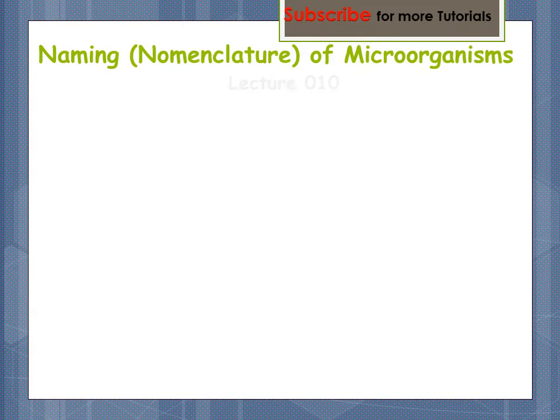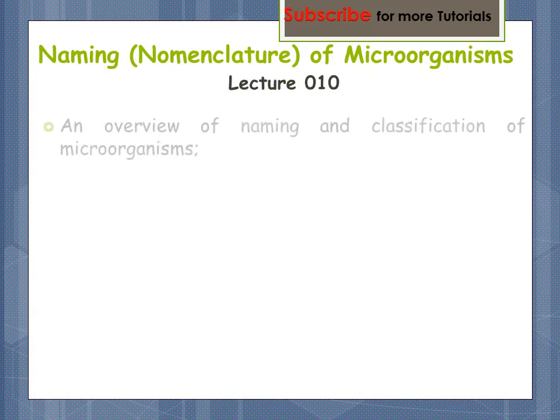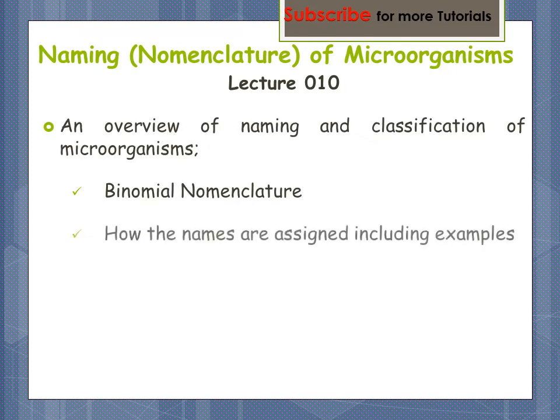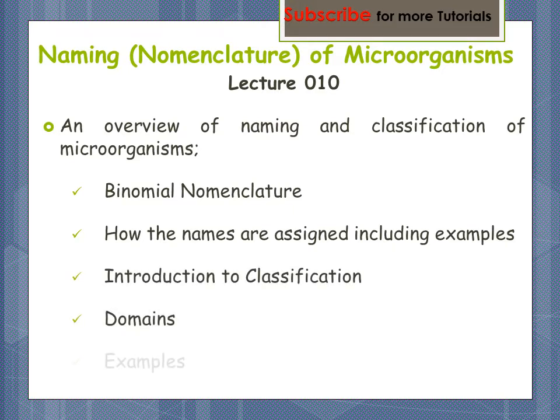Our lecture 10 will be on an overview of naming and classification of organisms. This includes binomial nomenclature, how the names are assigned including examples, and an introduction to classification, domains, and examples.